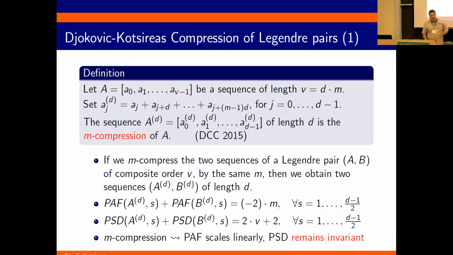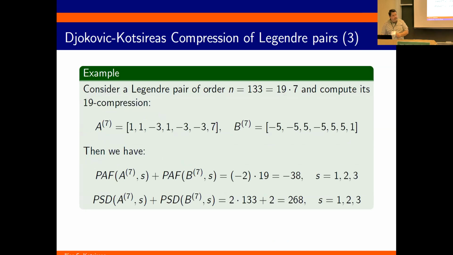And again, for computational purposes, this is very, very important. I will skip a few slides in the interest of time. I just want to give an idea of how we use compression to find Legendre pairs. So let's say that we have a Legendre pair of order 133, which is a product of two primes.